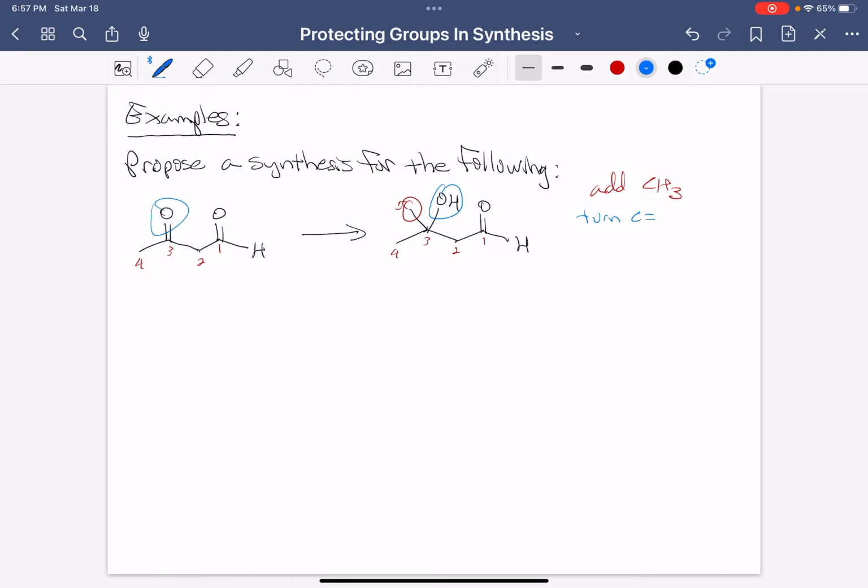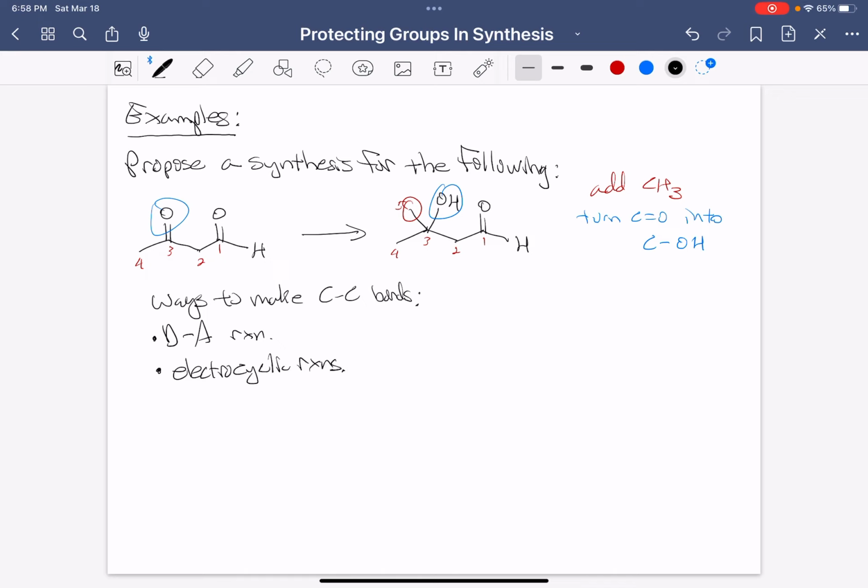So we'll say turn C double bond O into COH. I guess there's no extra hydrogen, so we'll just say COH. So how are we going to do that? Well, let's think about this for a minute. What ways do we know to make new carbon-carbon bonds? Let's see. Well, we saw the Diels-Alder reaction. We have electrocyclic. Those aren't going to be too helpful.